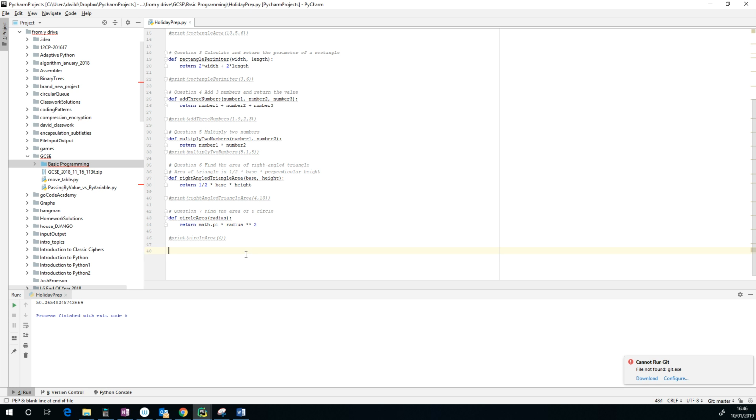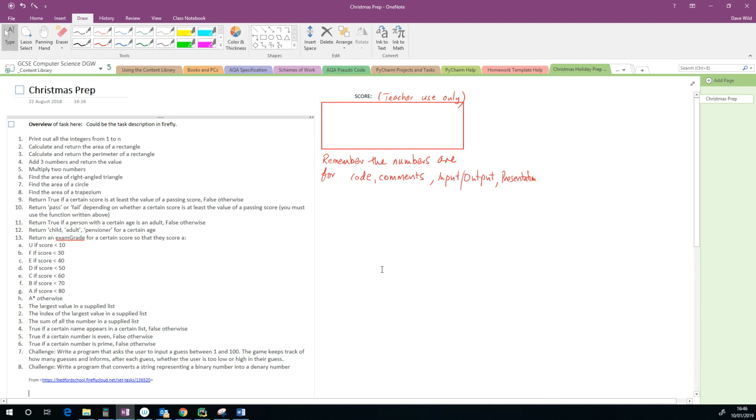All right, question 8. Let's put a comment here. Question 8 asks us to create a function or a subroutine to return the area of a trapezium. So how do we calculate the area of a trapezium? I don't know if you know that, but let's say we've got a trapezium here.